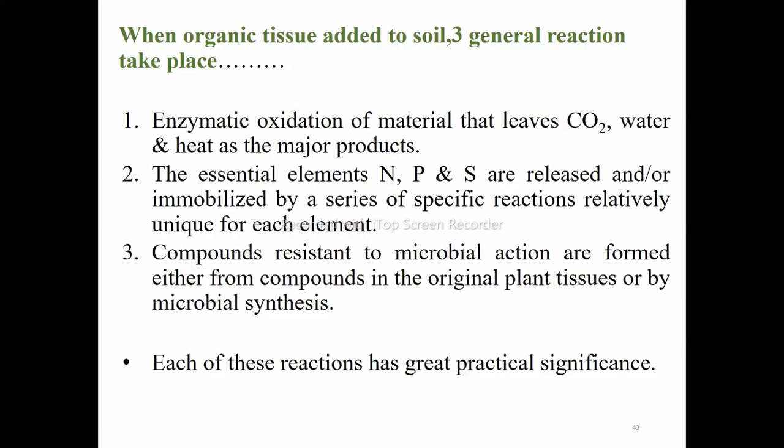Microorganisms produce the enzymes. So through the enzymatic oxidation of materials, it leaves carbon dioxide, water, and heat as the major products. And then from that, essential elements like nitrogen, phosphorus, and sulfur are released, or they may be immobilized by a series of specific reactions. So these reactions are unique for each element. And then the production of compounds that are resistant to the microbial action. So that is the end product.